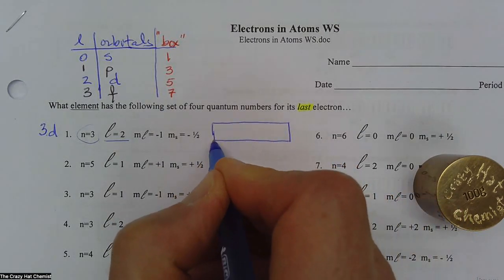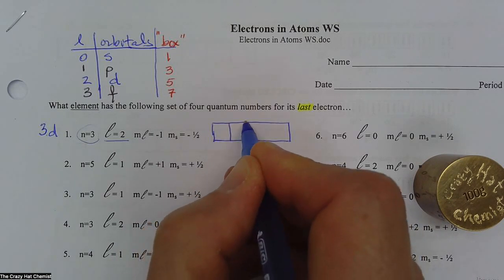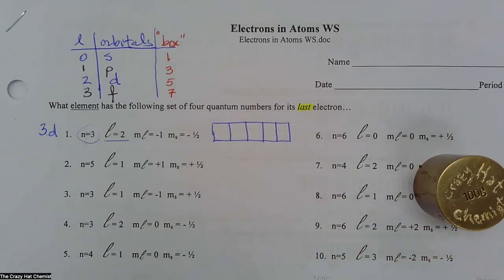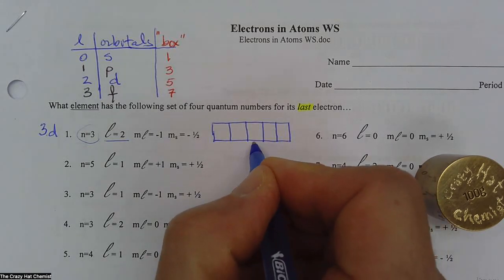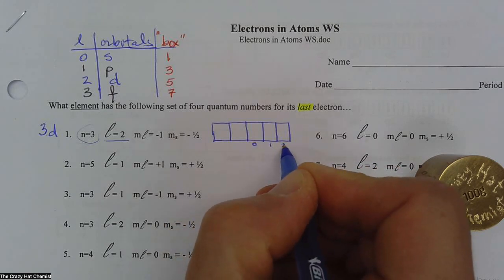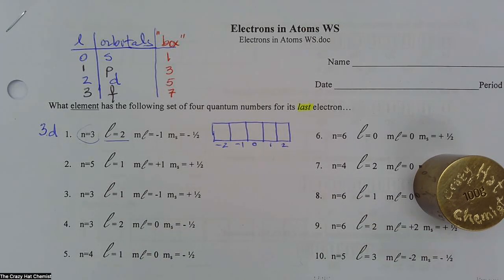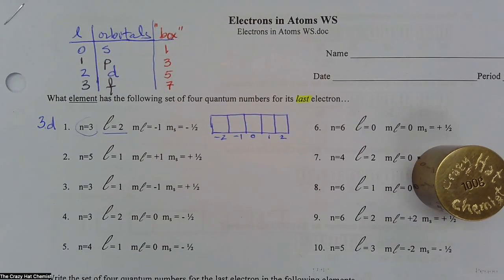Those boxes do need to be attached. That's 1, 2, 3, 4, and 5. There we go. Now we're going to label these boxes. It's always an odd number of boxes. That's 0, that's 1, that's 2, that's -1, that's -2. These numbers are the 3D orientation of the orbital along its XYZ axis. Although you can imagine that this is a number line, it is not, but you can just pretend.